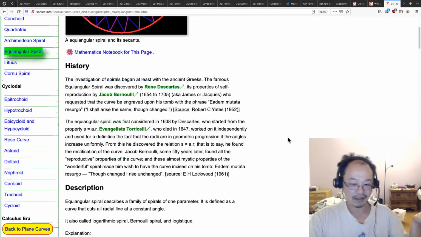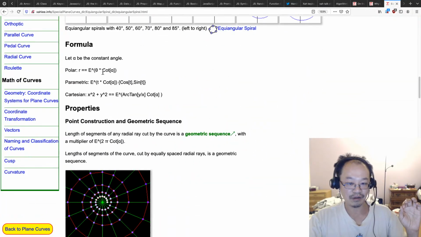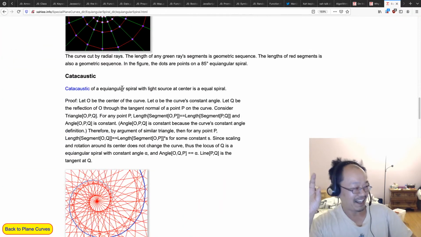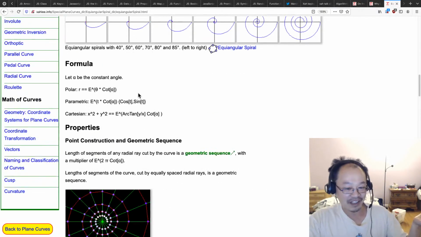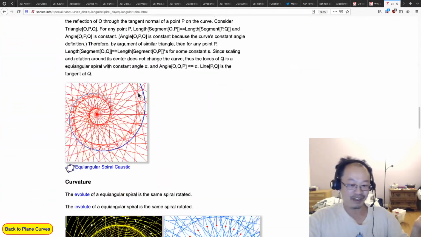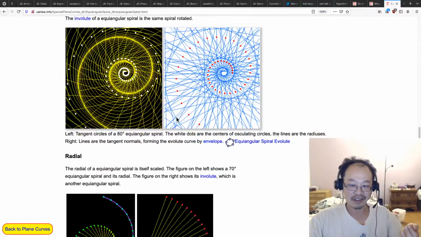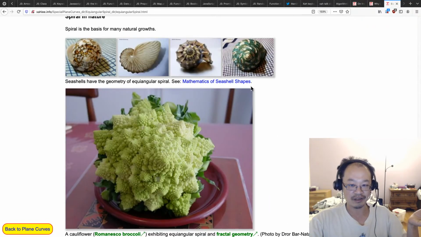So there are many properties, and then you start to see equations: sine, cosine. That's the beauty of math, and you have to prove why it is equal angular. Show a proof. And curvature, all these fantastic things. This is math. Then it shows up in nature.